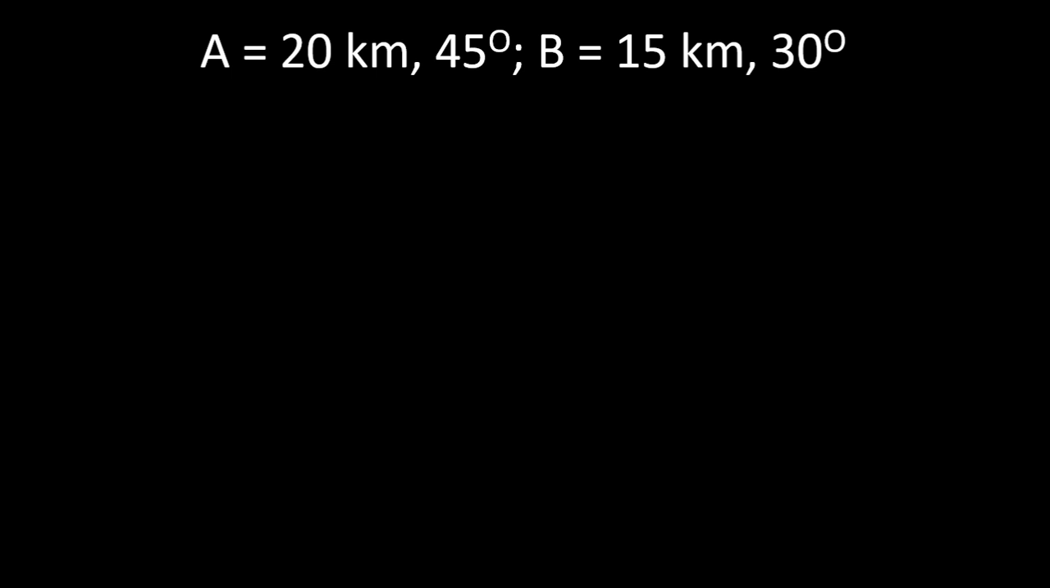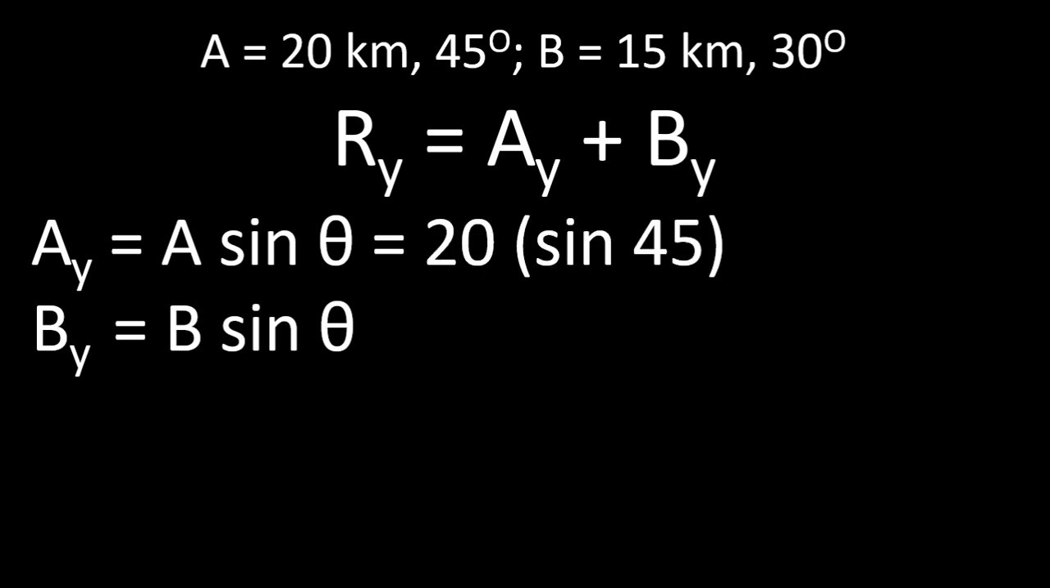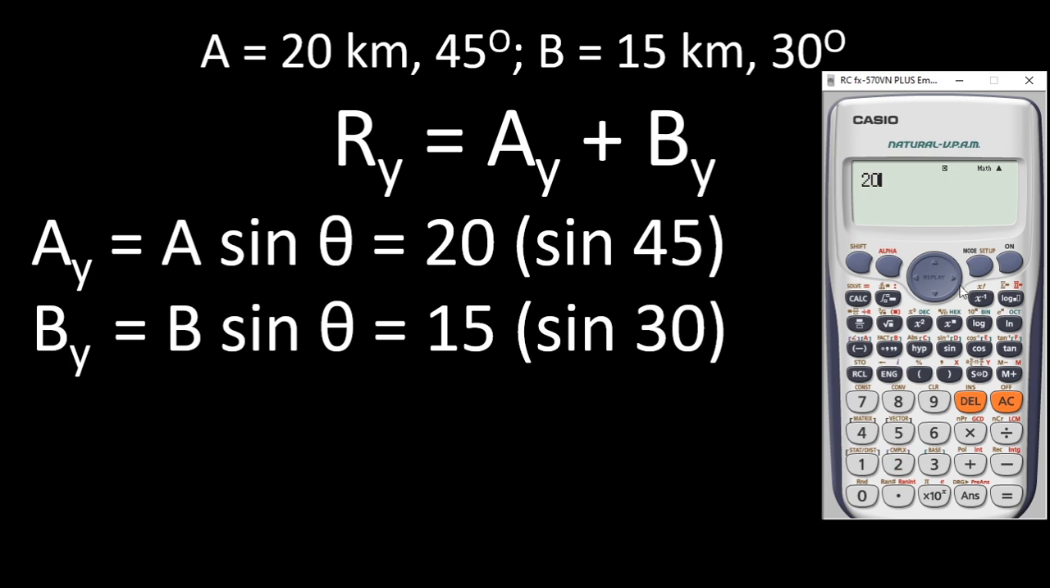Let's continue with the y-axis. We use the formula Ry equals Ay plus By. We use the sine trigonometric function in computing the y components. So we substitute the given values using the formula A sine theta for Ay, and B sine theta for By. So 20 sine 45 and 15 sine 30. 20 sine 45 is 14.14. Next, let's compute By. 15 sine 30 is 7.5.